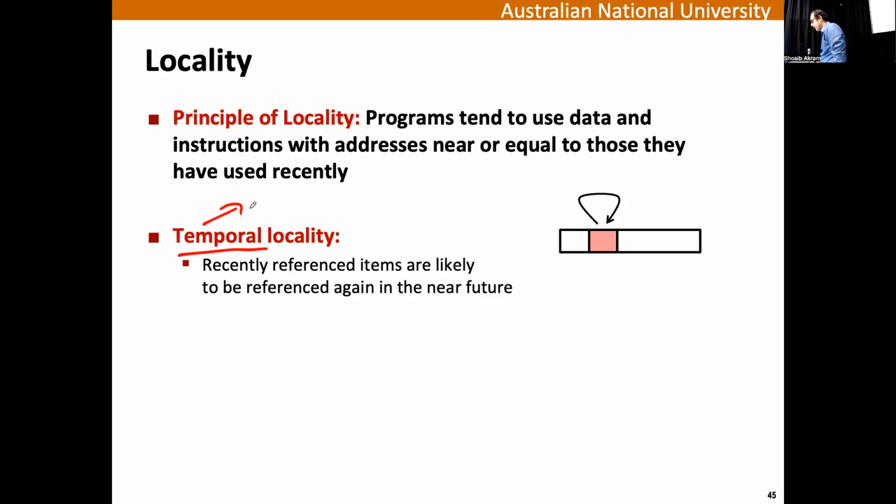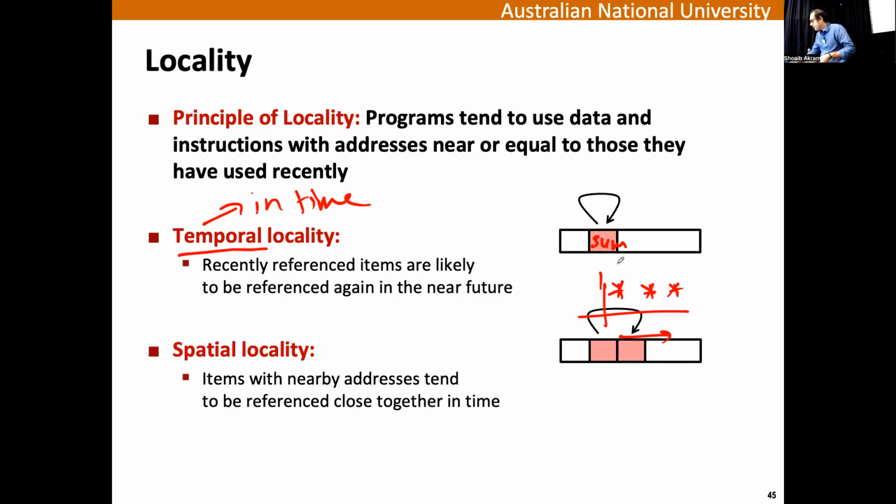Temporal means in time. So this variable sum, if time is on the x-axis, and the CPU accesses the variable sum 3 times, we say that this variable has temporal locality. In time, it is accessed again and again. So it was worth bringing it from memory, even though memory is slow.